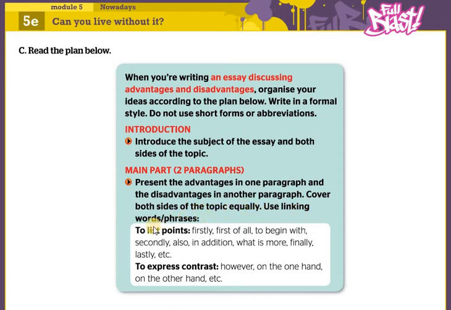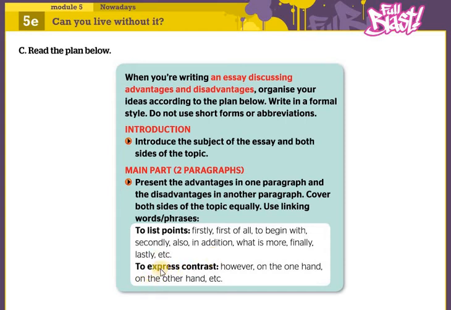Use linking words and phrases. Okay, basically, firstly, first, second, to begin with, thirdly. Okay, we saw these words. You were introduced to them when you were writing paragraphs. So you are familiar with this.